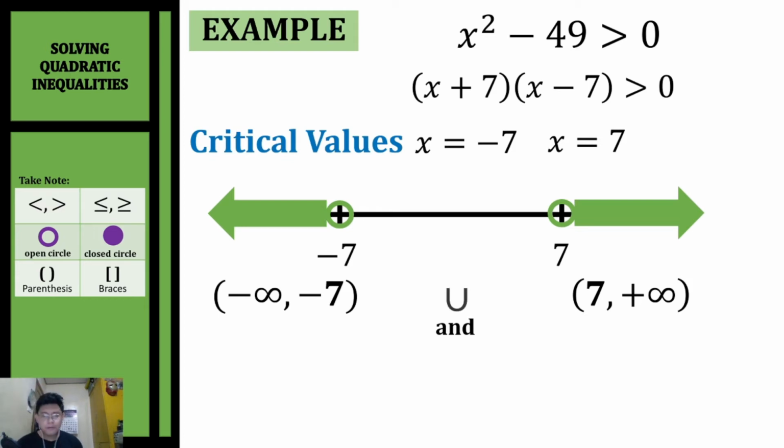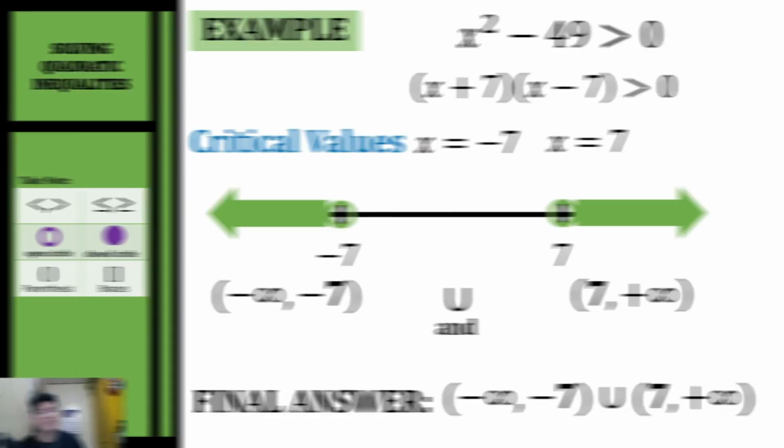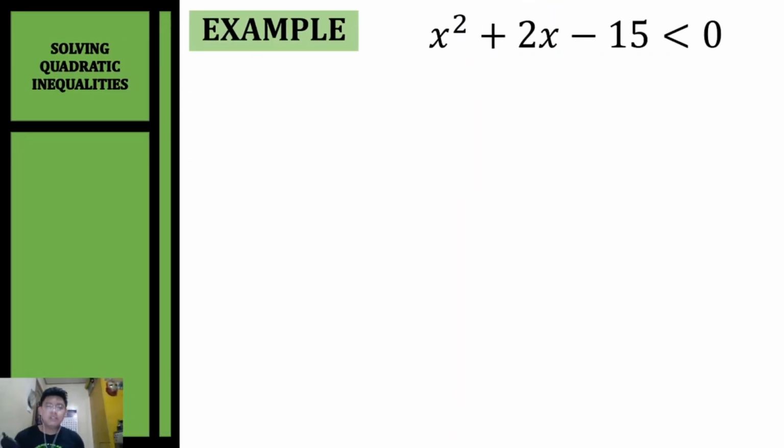So to write our final answer, since we are going to unite the two different areas, we will use the union symbol. So the final answer will be like this. Alright. Okay, let's have another example. For example, we have x squared plus 2x minus 15 is less than 0.